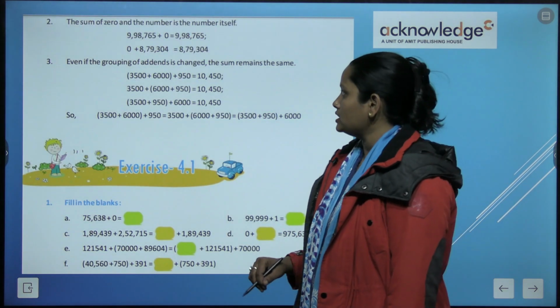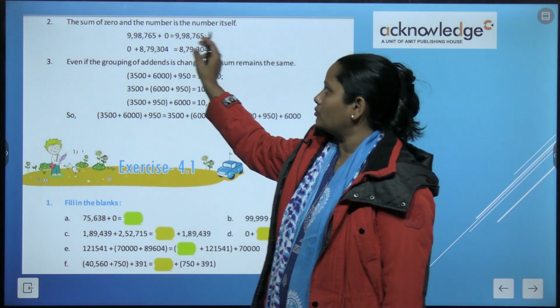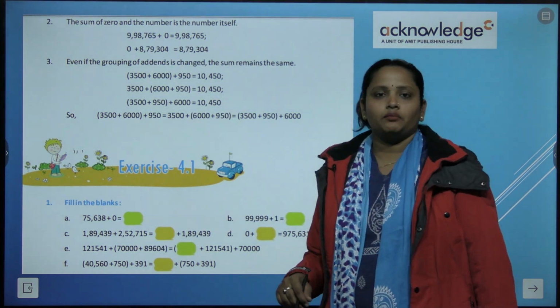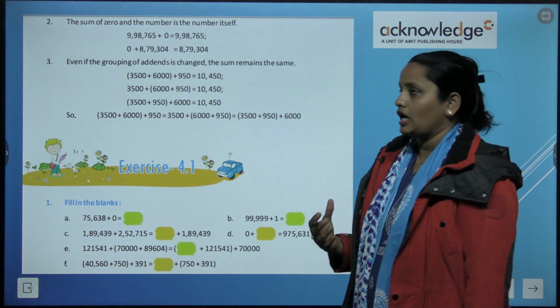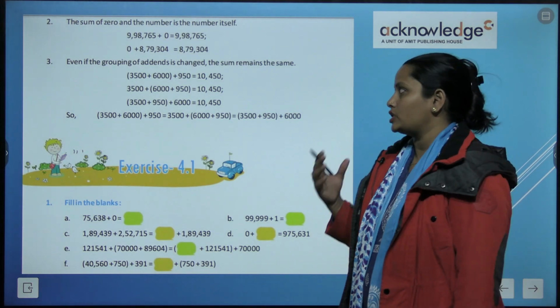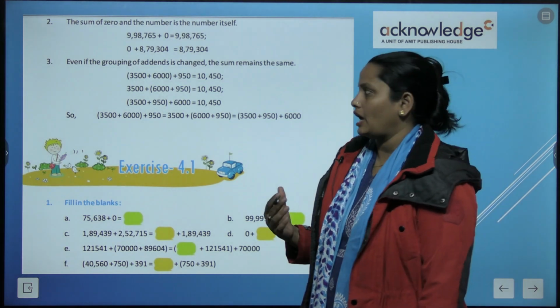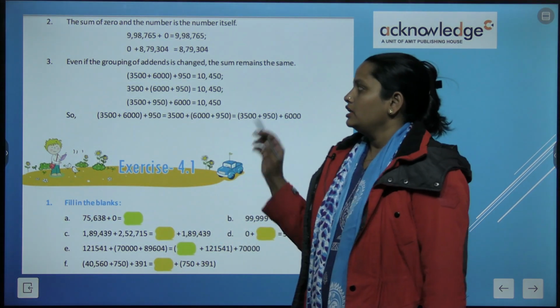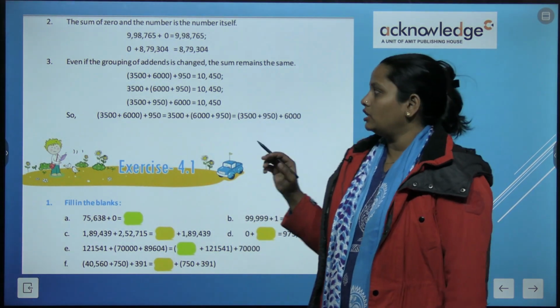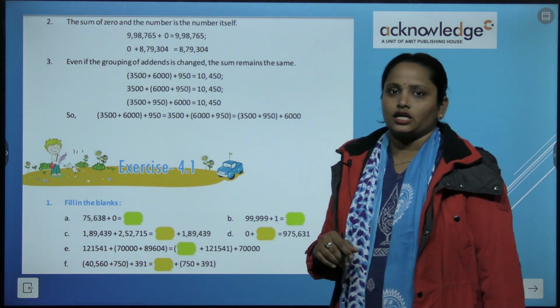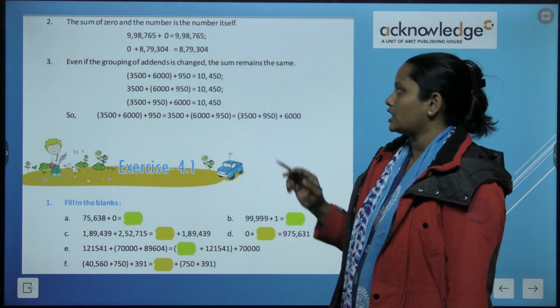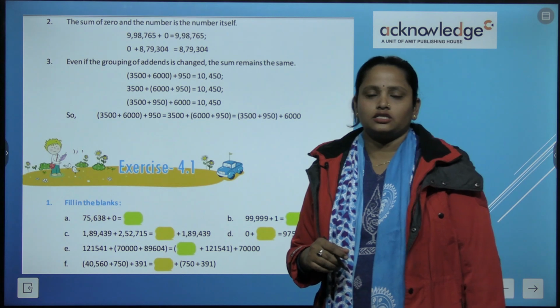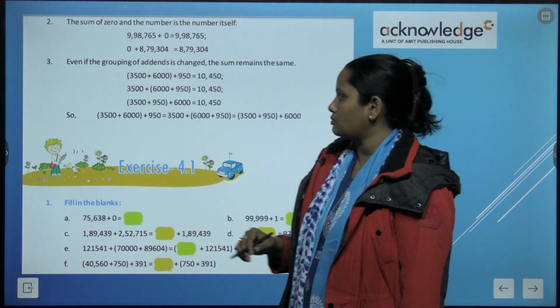Now the second property says the sum of 0 and the number is the number itself. अगर हमने किसी भी number में 0 को add किया तो same number we are going to get. वही number हमें मिलेगा. Third property says even if the grouping of addends is changed, then also the sum remains the same.